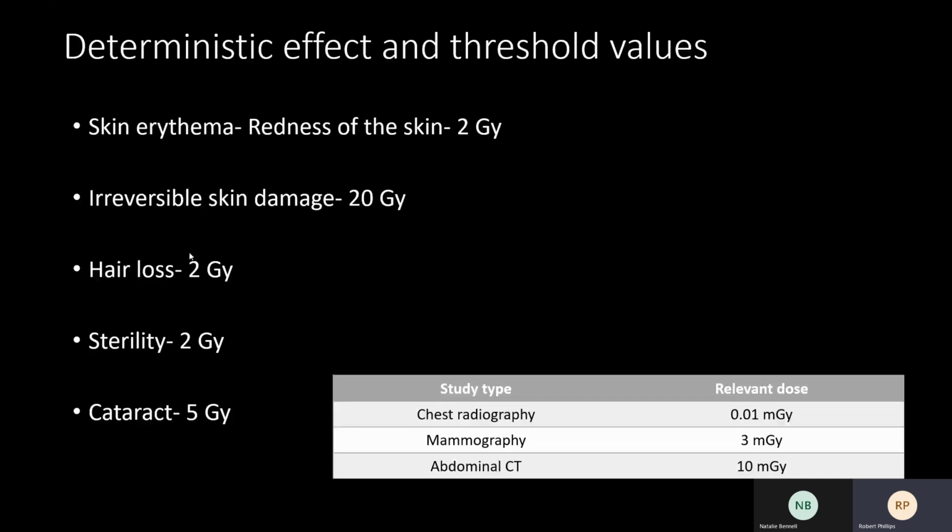That part is always neglected, because I haven't seen a lot of people wearing lead glasses as compared to lead aprons. And thyroid shields as well.